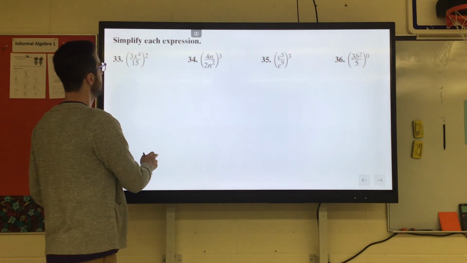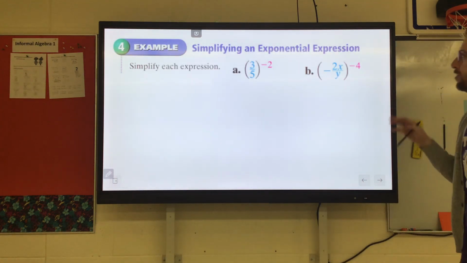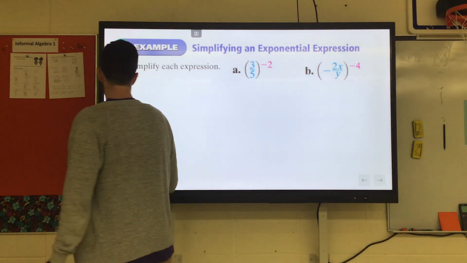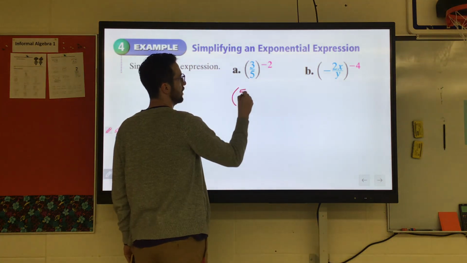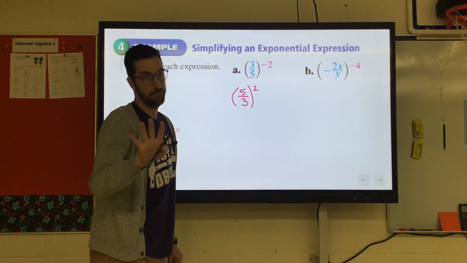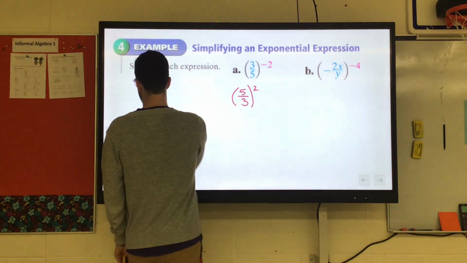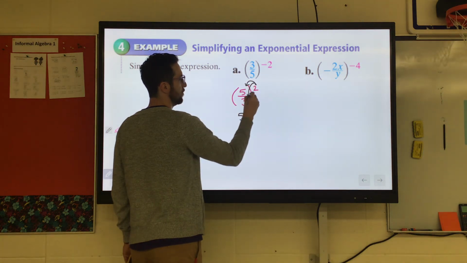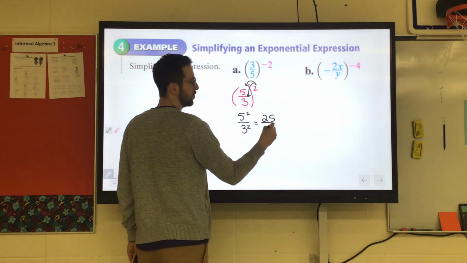All right, and then I think this is kind of the last bit of trickery that we got. When everything is raised to a negative exponent, I think this is the easier way to do it. What you can do is you can flip it, make it the reciprocal, and then raise it to the positive 2nd power. You don't have to do it that way, but I think it's the quickest, easiest way. Now we're just giving everything that 2nd power, so it'd be 5 to the 2nd over 3 to the 2nd. 5 squared is 25, 3 squared is 9.